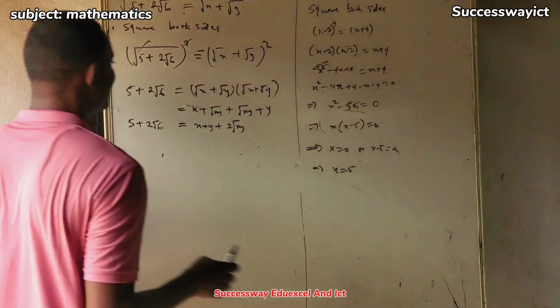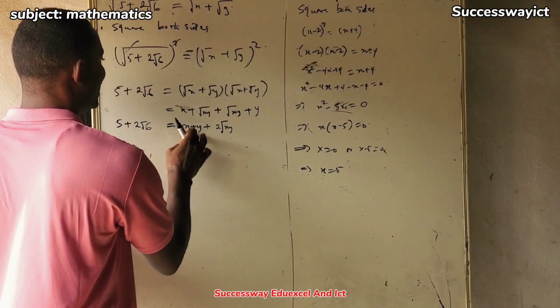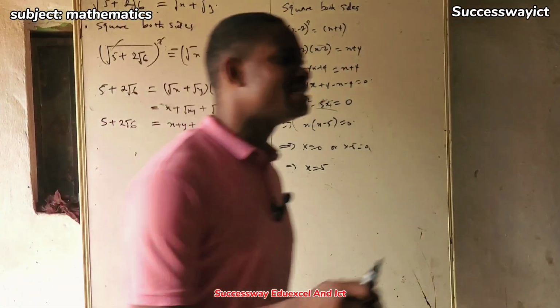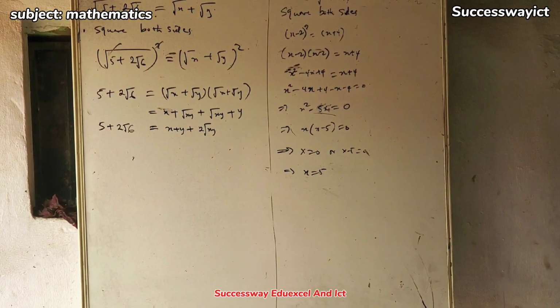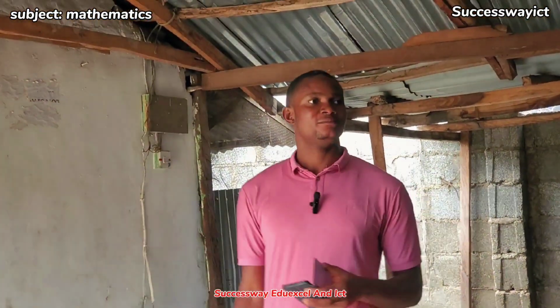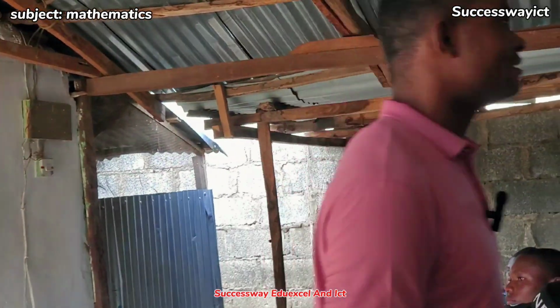So the next thing we do is we have 5 plus 2 root 6 equal to x plus y plus 2 root xy. Who can tell me intelligently the similarity in that equation? Who can identify a similarity for me?